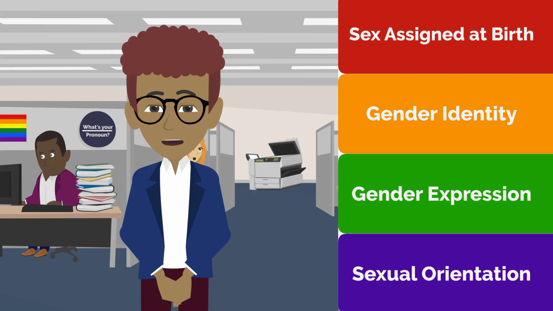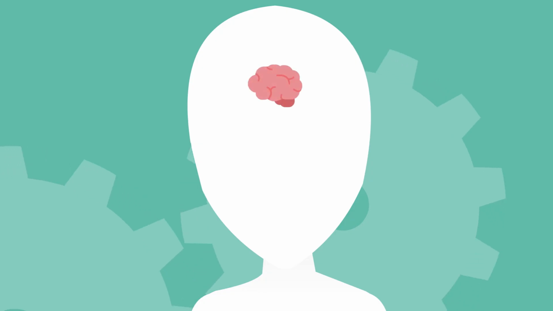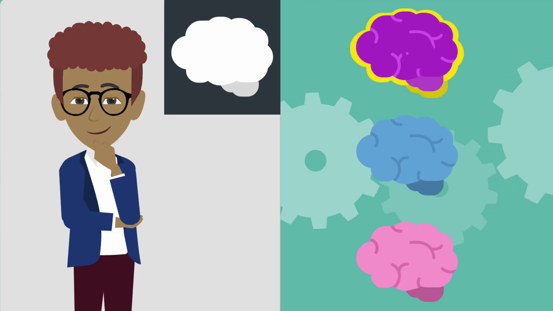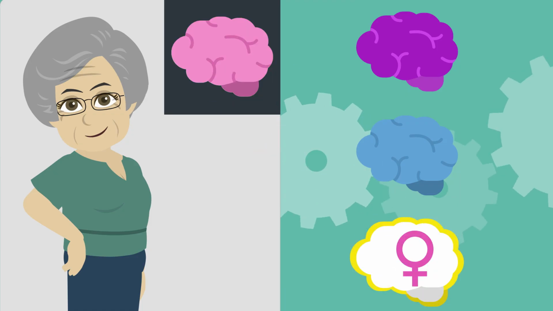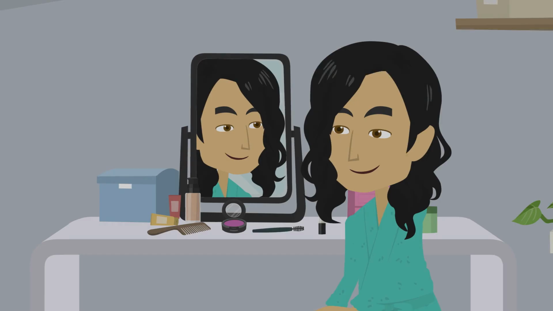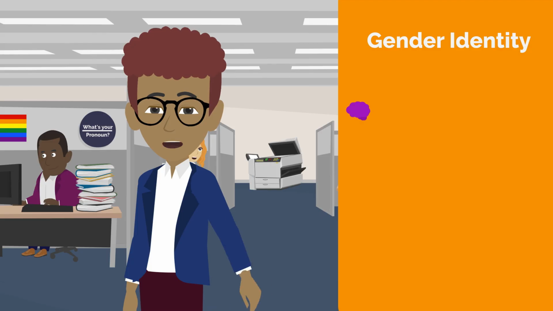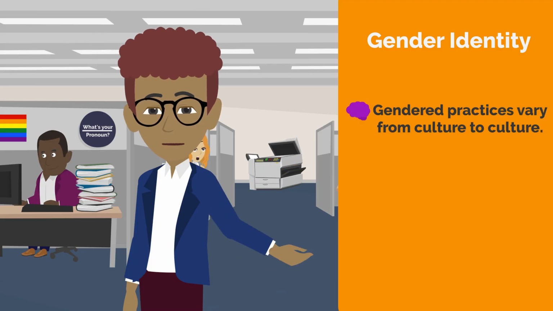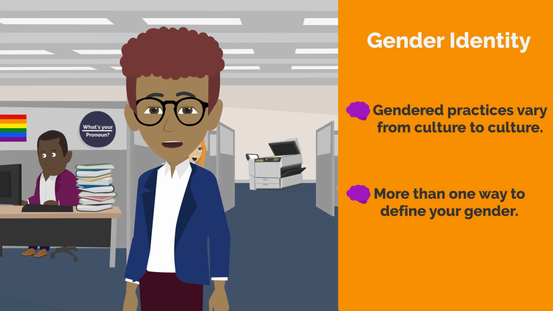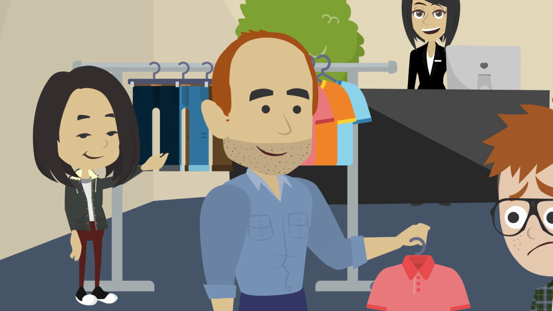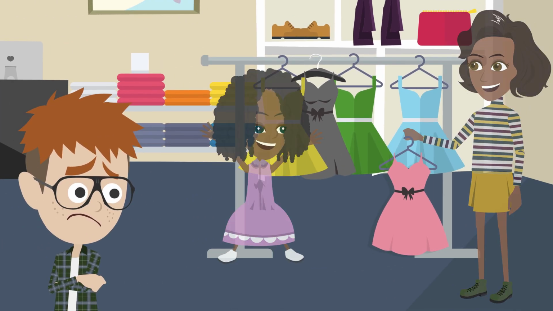The next important term to know is gender identity. Gender identity is a person's internal sense of their own gender. All people have a gender identity, though not many people think about it. Gender identity is how you feel about your gender and your role in your culture's gendered practices. Gendered practices vary from culture to culture, so there isn't only one way to define being a girl, woman, boy, man, or any other gender. Gender identity forms very early in childhood, with some science pointing to as early as 2 years old.